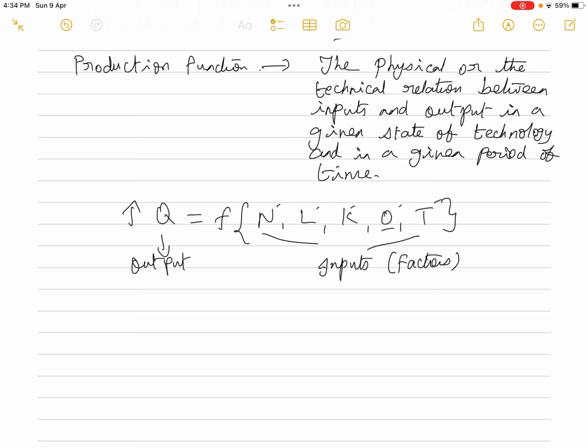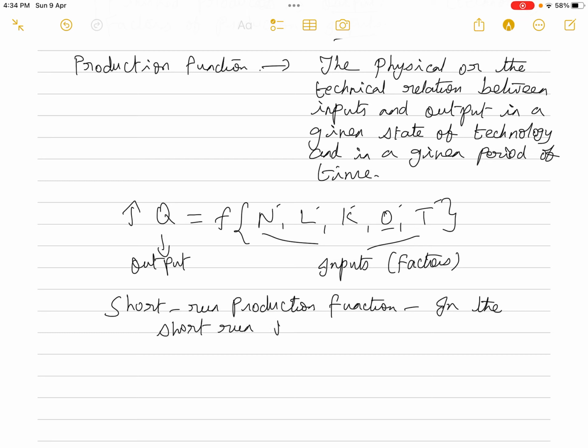But it is difficult for the producer to change all the inputs according to the time period. In the short period, it is not possible for the producer to change all the inputs. In the long period, he can change all the factors of production. So based on the time period, you have two types of production function. One is the short run production function.